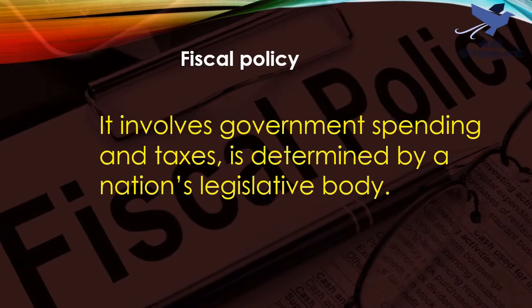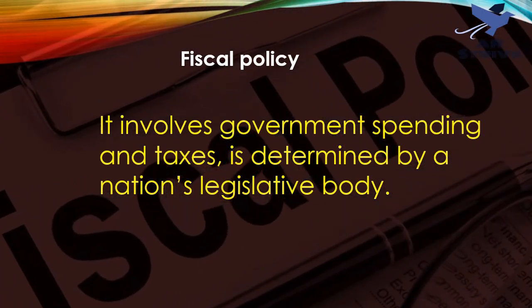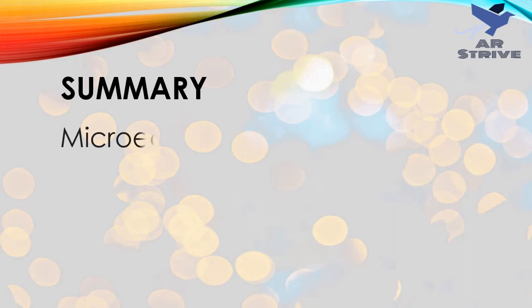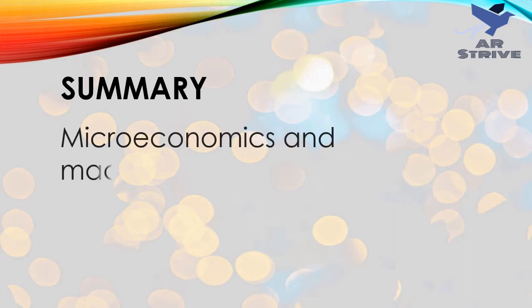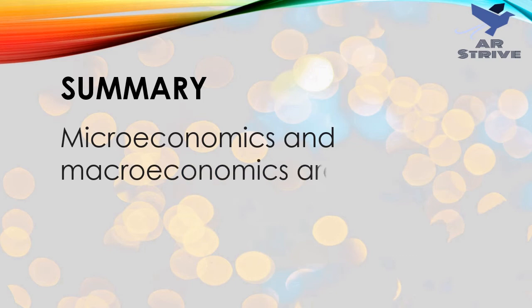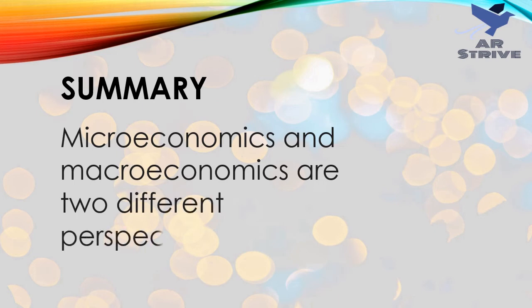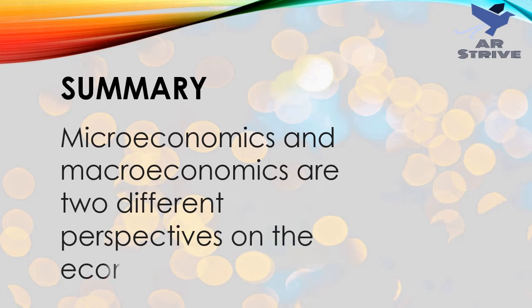In the current lecture, we have learned that microeconomics and macroeconomics are two different perspectives on the economy. The microeconomic perspective focuses on parts of the economy, like individual firms and industries. The macroeconomic perspective looks at the economy as a whole, focusing on goals like growth and the standard of living, unemployment, and inflation. Macroeconomics has two types of policies for pursuing these goals: monetary policy and fiscal policy.